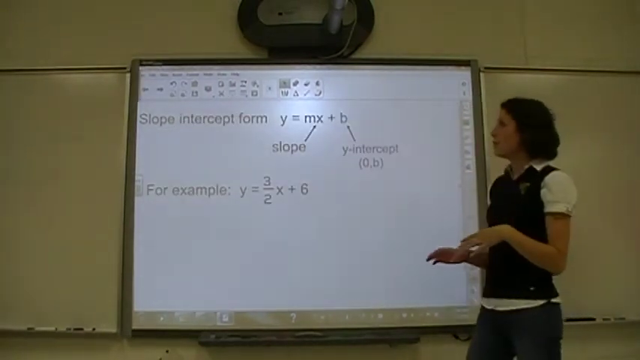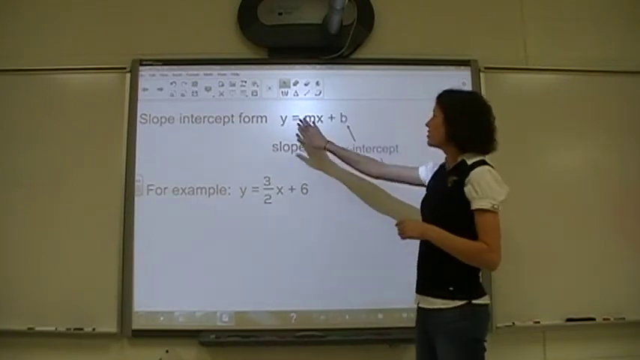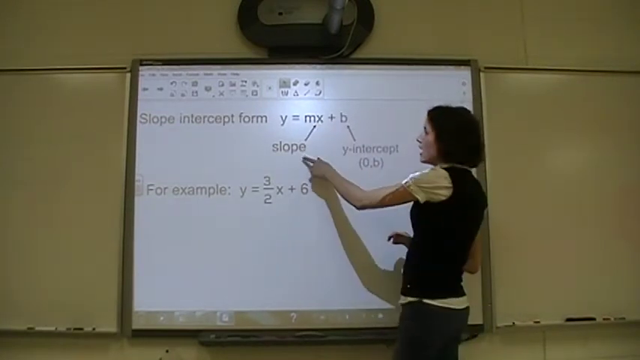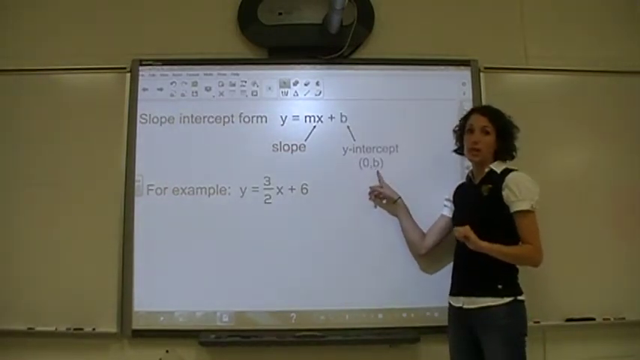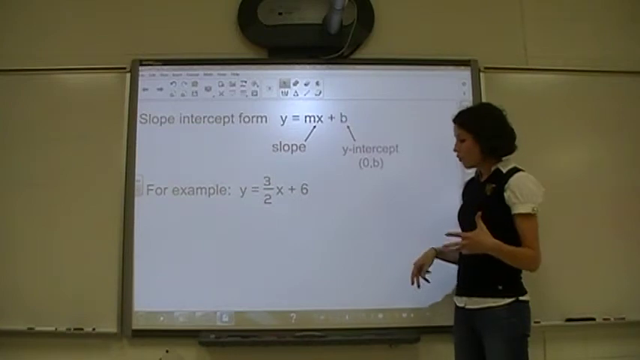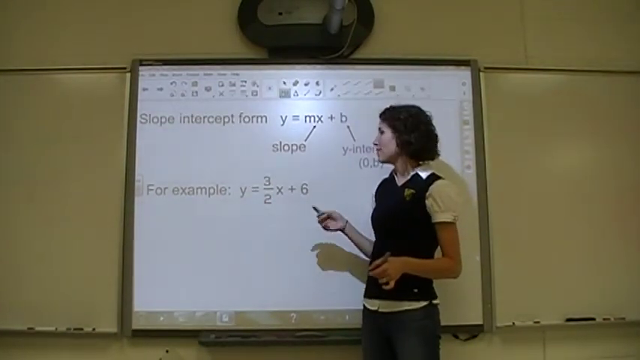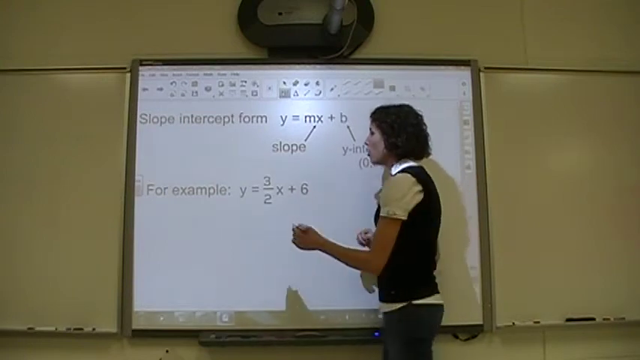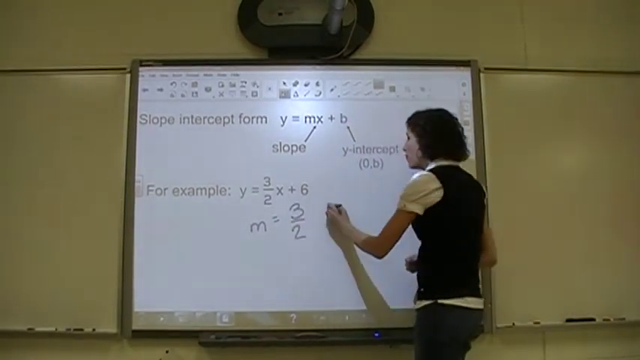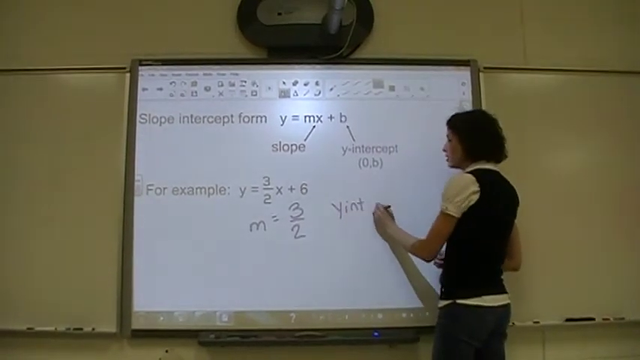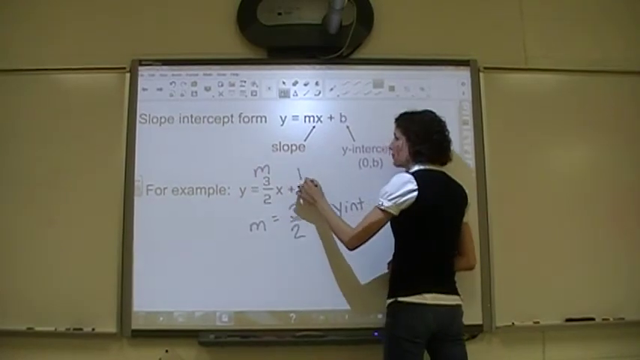So let's go ahead and talk about the slope-intercept form. Whenever I say slope-intercept form, it's y equals mx plus b, where m is your slope and b is your y-intercept, the point (0, b). So for example, this is written in slope-intercept form, y equals 3/2 x plus 6. So my m, or my slope, is 3 over 2, and my y-intercept is going to be (0, 6), because here is my m, here is my b.